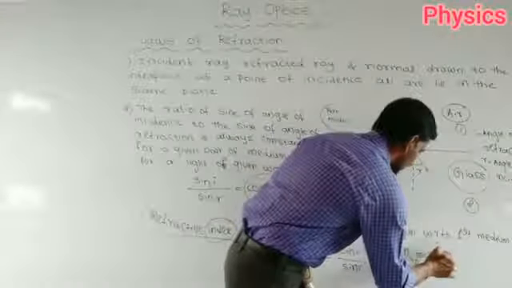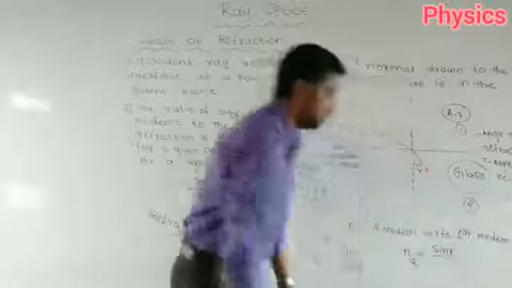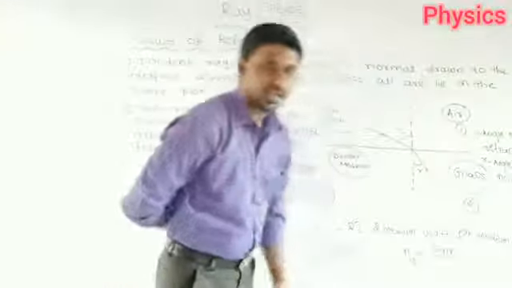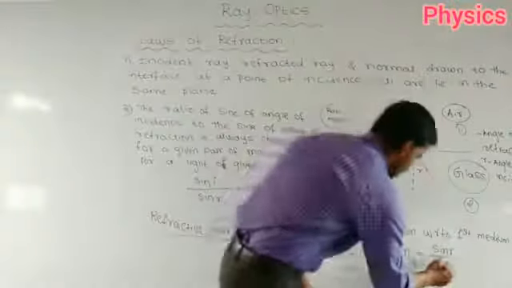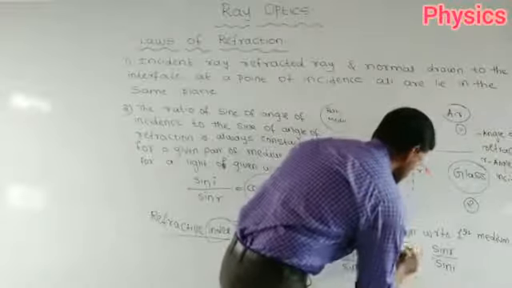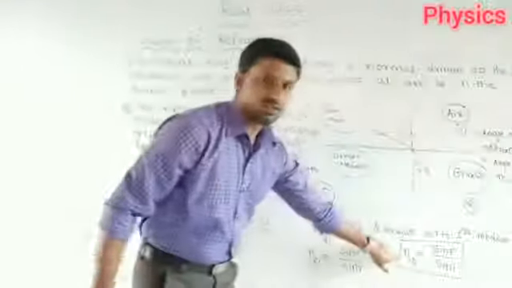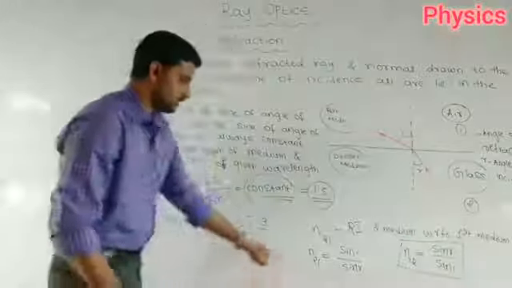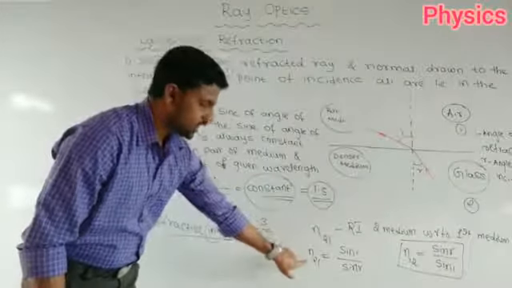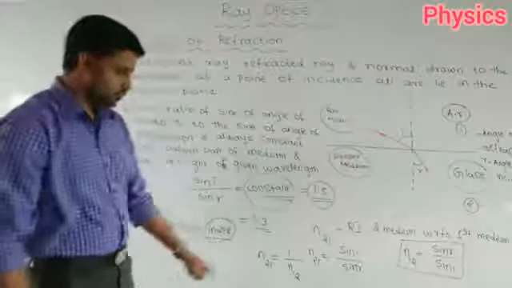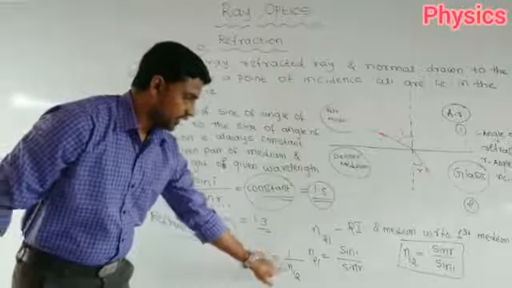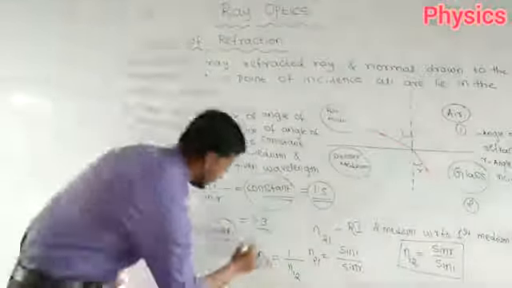That means sine r, the ratio of sine of angle of incidence to the sine of angle of refraction. Now the angle of refraction is i, sine of i. So this is the refractive index of the first medium with respect to the second medium. This is the refractive index of the second medium with respect to the first medium. So I can write N21 is equal to 1 by N12. This is the reciprocal relation.